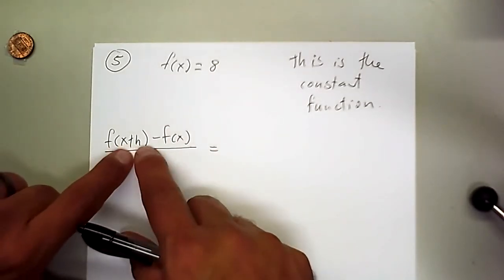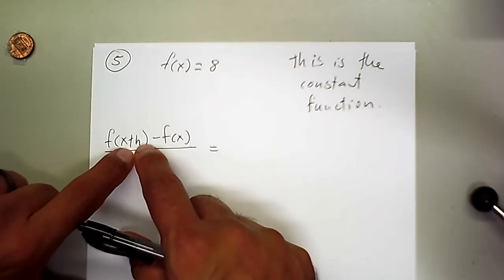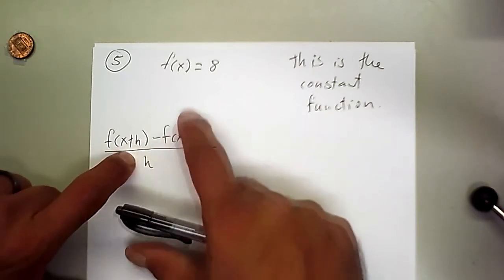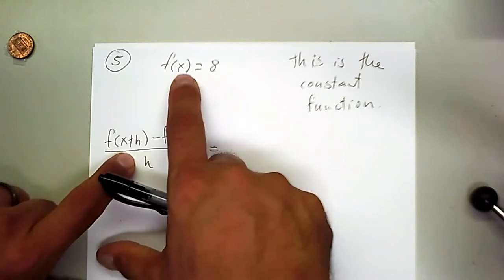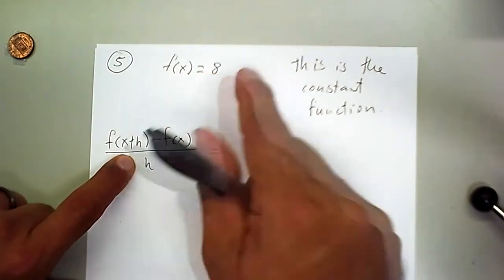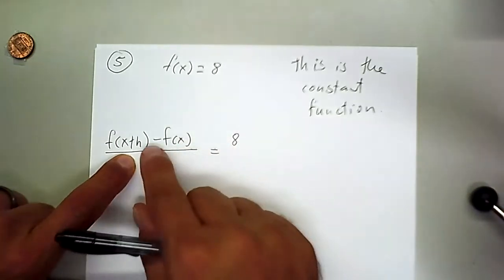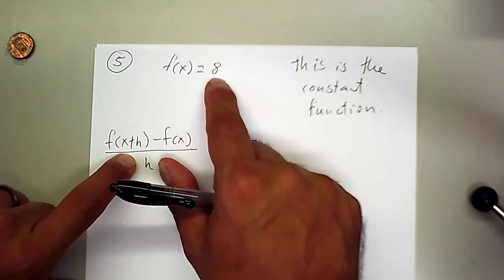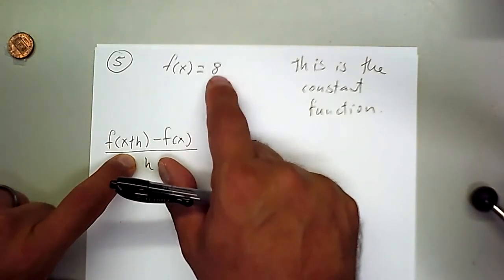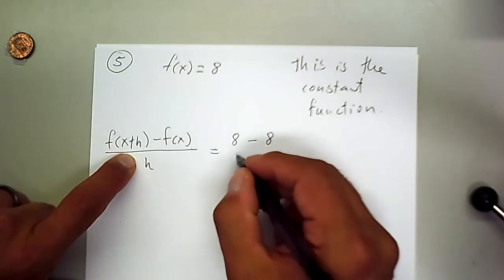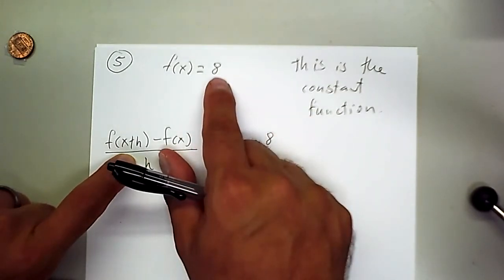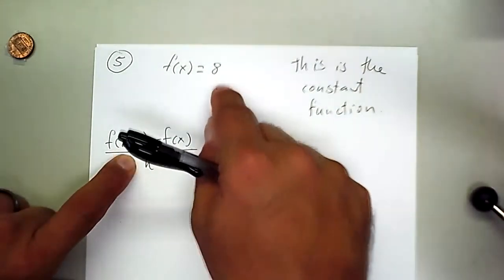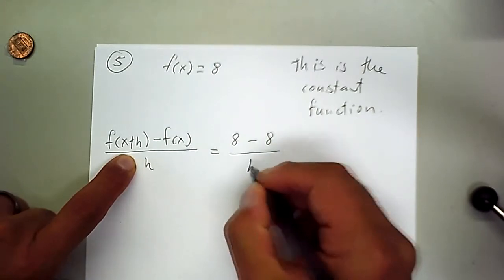So what is f of x plus h? Think about that. What is f of x plus h? Well, this is the constant function, so no matter what the input is, the output is 8, minus f of x. So f of x is also 8. Remember, the constant function says regardless of what the input is, the output is 8 for this case. And of course, 8 minus 8 is 0.